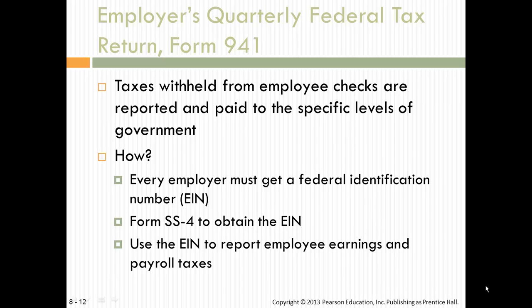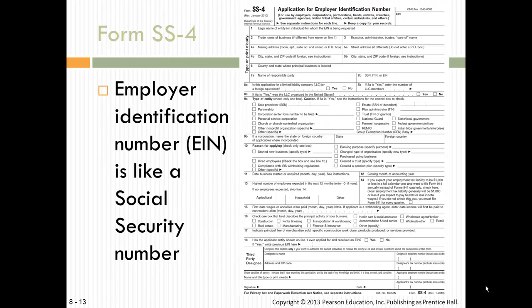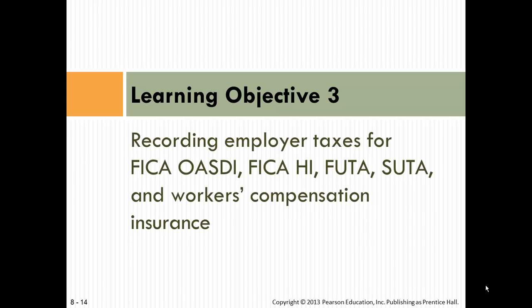And you also, if you live in a state with state taxes, you must do the same for a state. Here's what an SS4 looks like. You can get it online. You can actually apply for this online. So any small business or any business can do this. It's like a social security number.